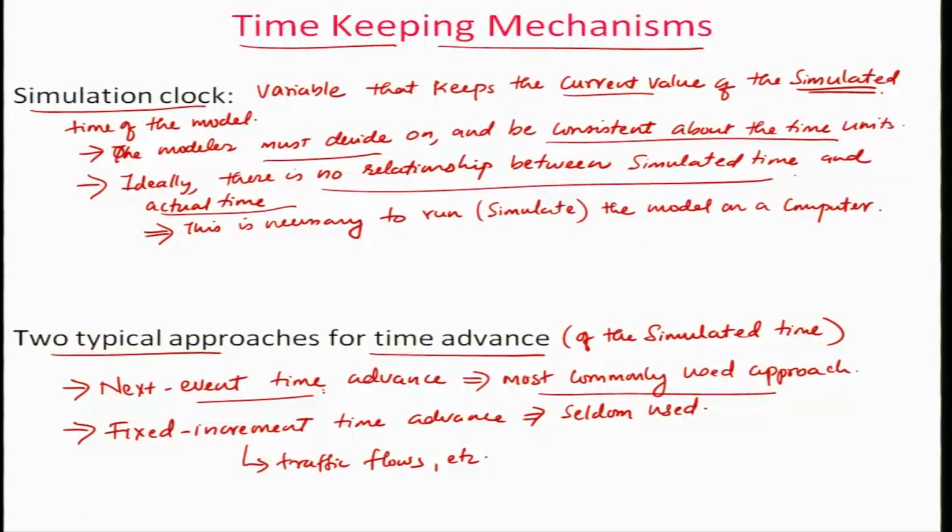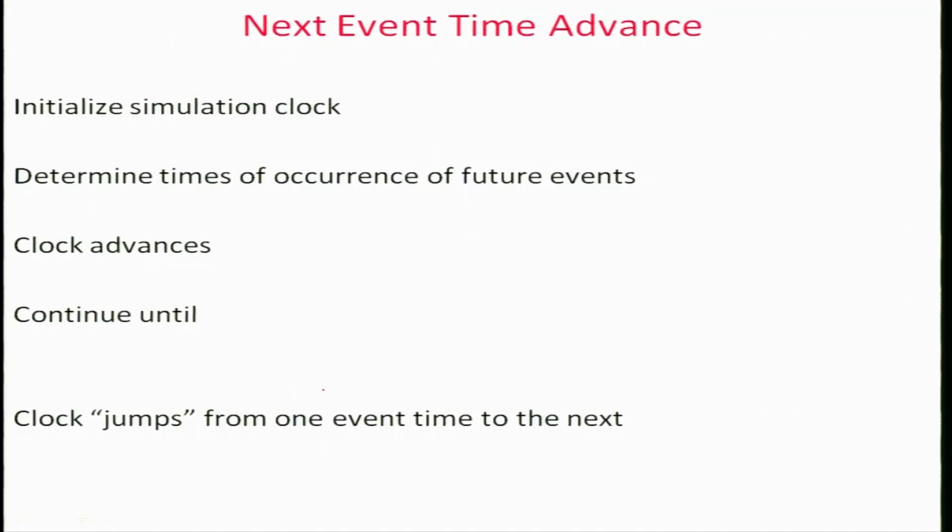Okay, so with this, what we will do today is that we will stop today's. Actually, we will continue with one more slide, and then we will stop after this. We will talk about how the next event time advance works, and then we will stop today, and then we will come back in the next class. So, how does the next event time advance work? First, you initialize a simulation clock to 0. Okay, that is the first thing you need to do.